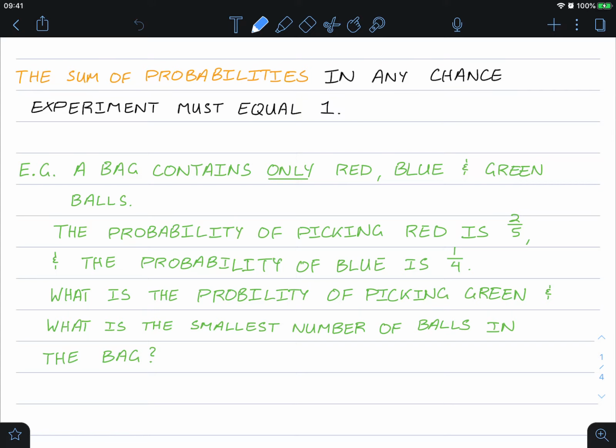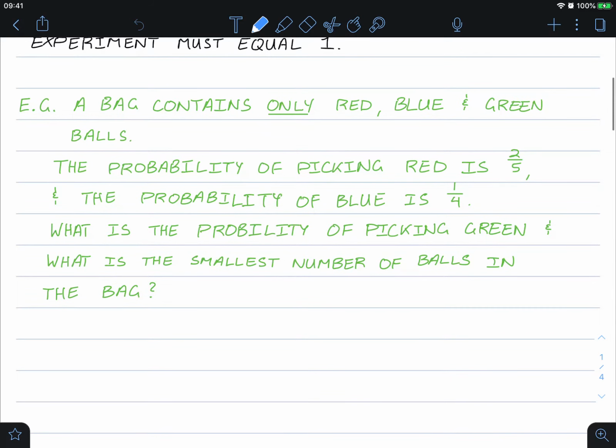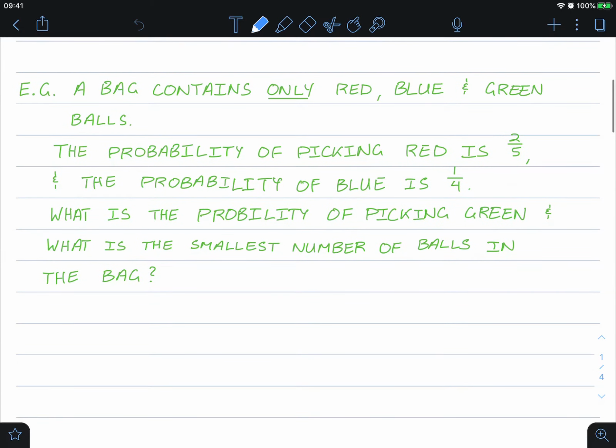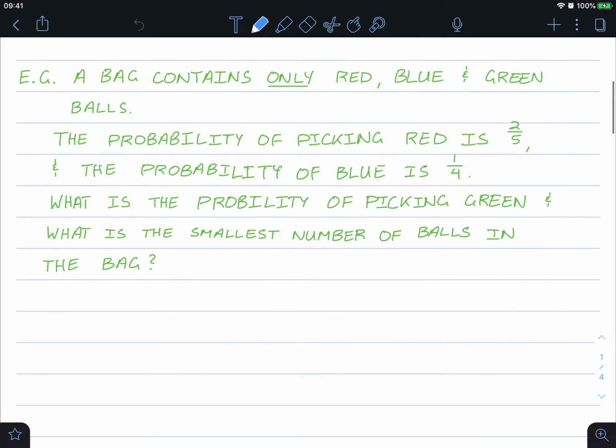So for example, if we say that a bag contains only red, blue, and green balls, the probability of picking red is 2 out of 5. The probability of picking blue is 1 in 4. What is the probability of picking green? And what is the smallest number of balls in the bag?